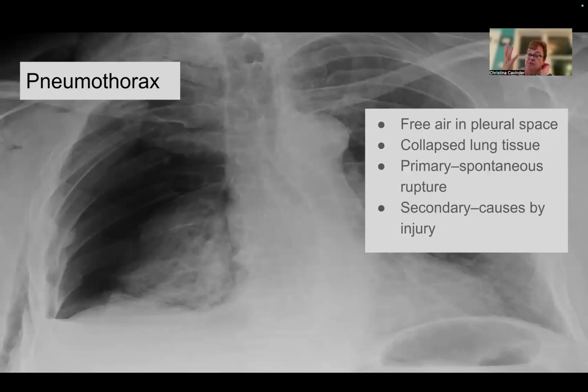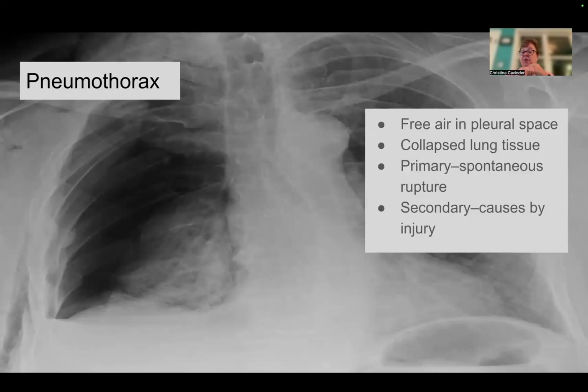And so at first they'll be uncomfortable, but then as it progresses, it's going to get more and more difficult for them to breathe. And so they're going to breathe faster because that's what the brain's telling them to do. But as they breathe faster, it makes the pneumo worse.